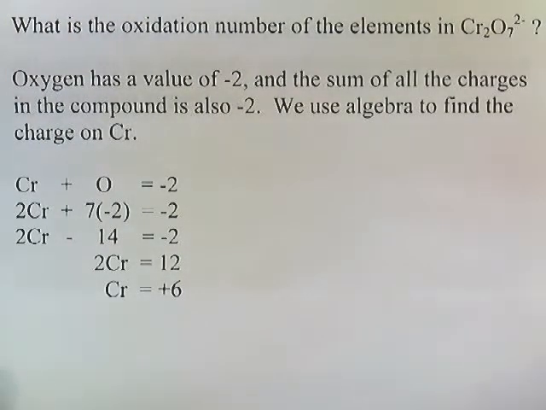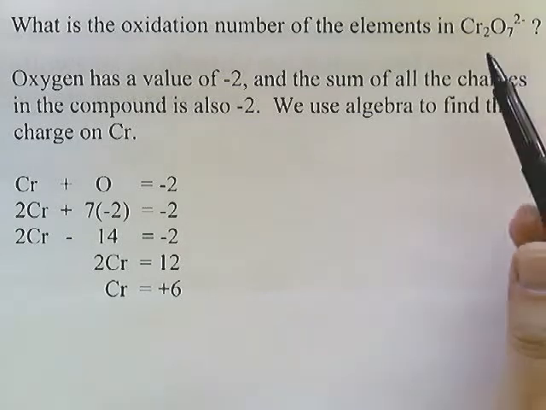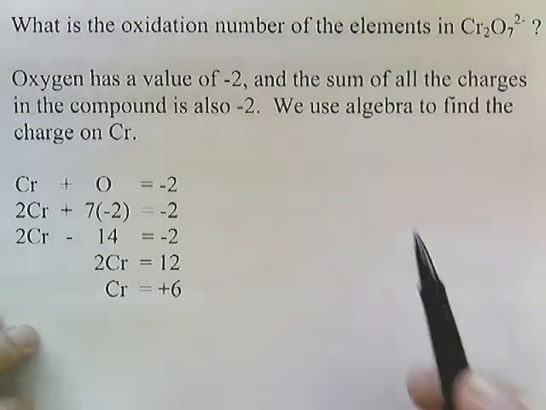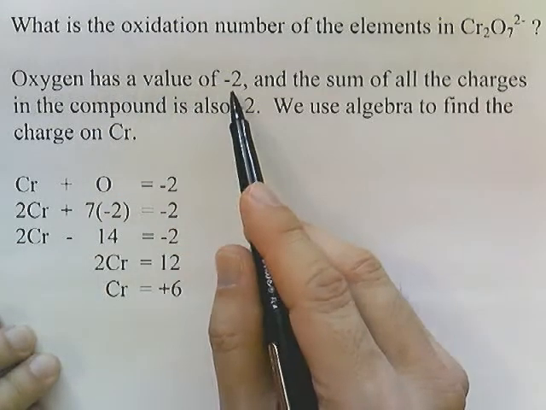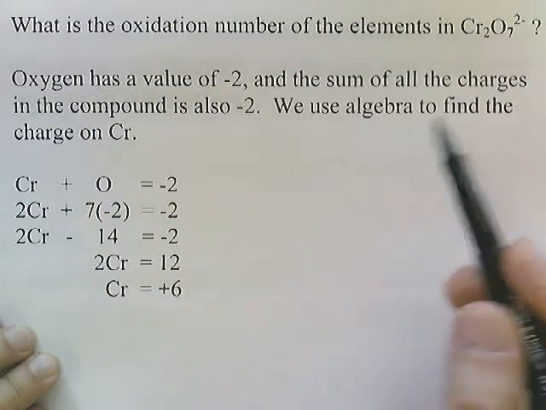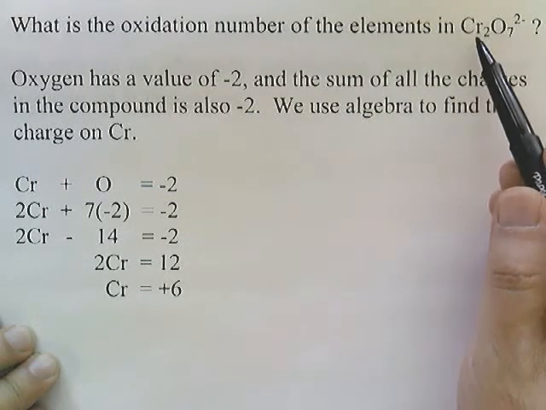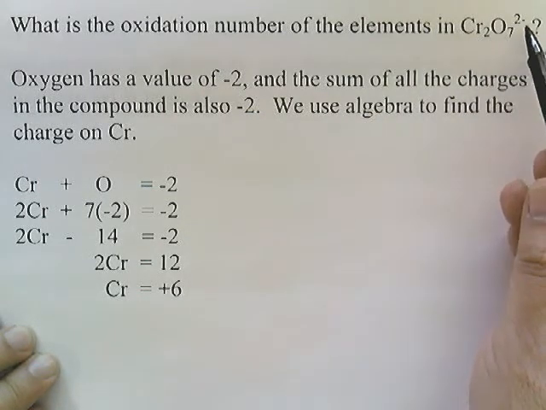What is the oxidation number of the elements in Cr2O7? Now this one has a -2 charge. Once again, oxygen is going to have a value of -2, and the sum of all the charges in the compound also is equal to -2. So when you add up all the charge contributed by the chromium and the oxygen, it's going to add up to -2. See the -2 up here?